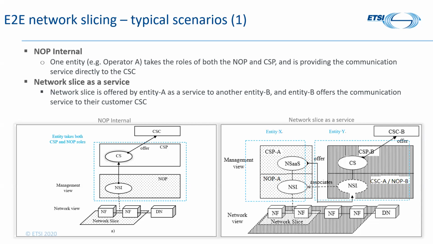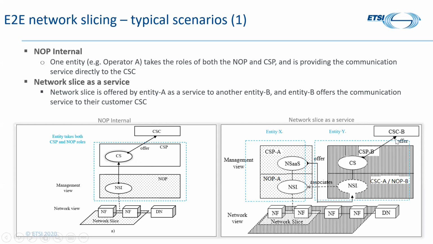So there are two typical scenarios. First scenario is called NOP internal. It is when one entity, for example, operator X, takes the roles of both the NOP and CSP, and it is providing the communication service directly to its vertical user, the CSC. In this case, the customer does not have the visibility of the network slice.